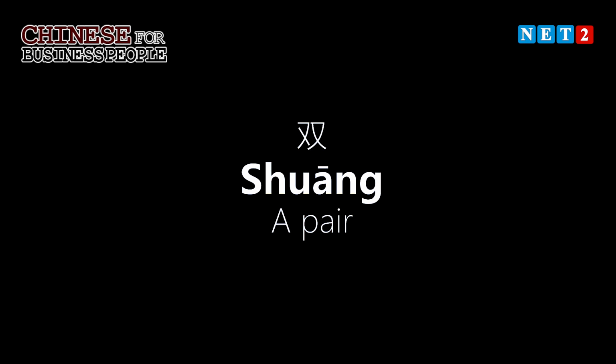And the next measure word, shuang. What it basically means is a pair. It's used for clothing pieces that naturally come in pairs. Clothing pieces that come in pairs, we use shuang. For example, shoes, socks, and so on.